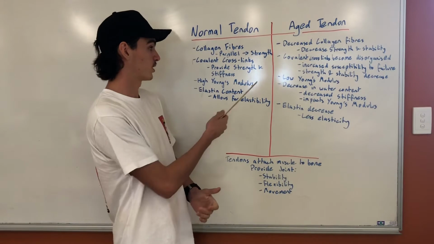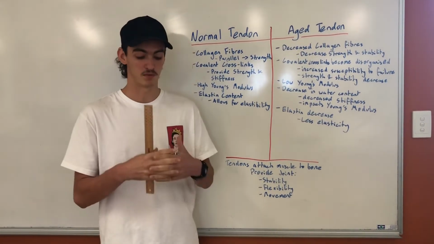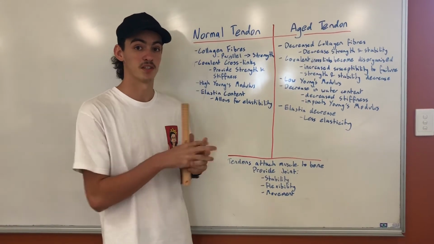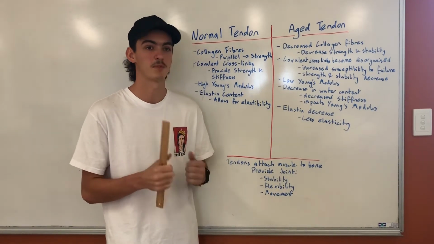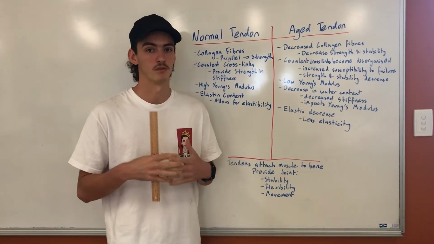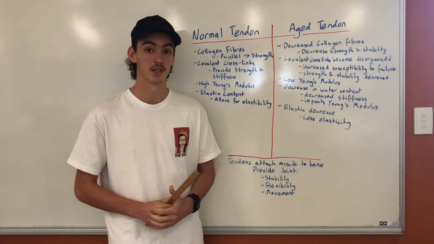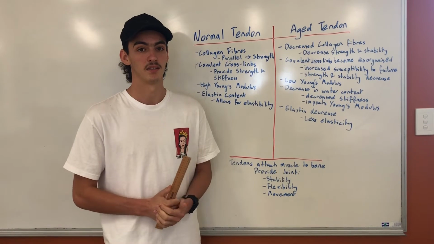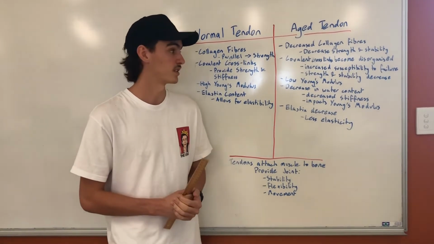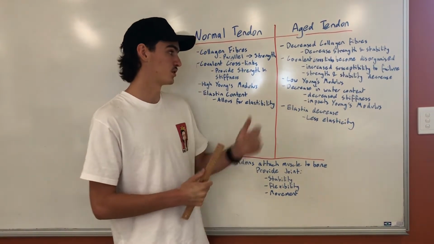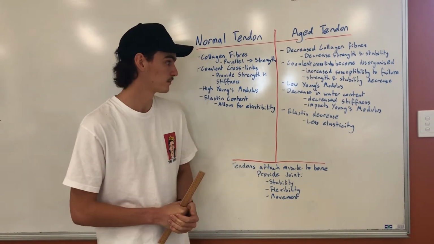Moving to our covalent cross-links, instead of being locked in place as they are in typical tendons, they become very disorganised. They form in clumps and just all over the place. So this increases the susceptibility to failure of the tendon as a whole, as it is much more likely to find a weak spot and then essentially fail. This is due to the fact that the strength and the stability of the tendon as a whole is significantly decreased.